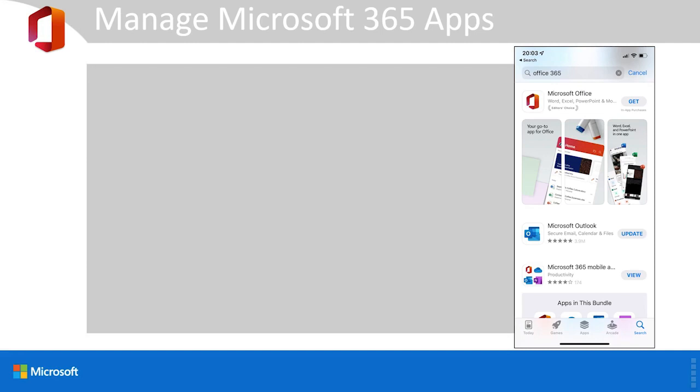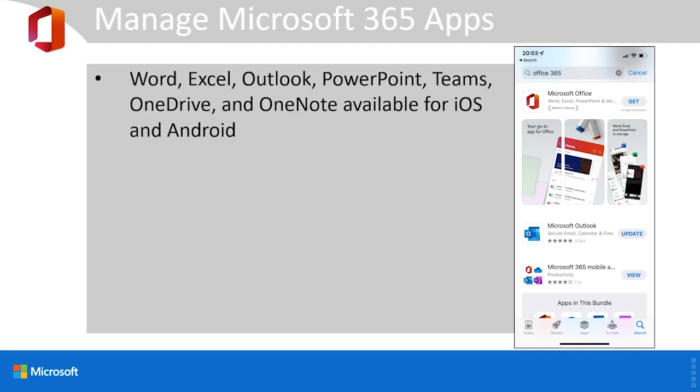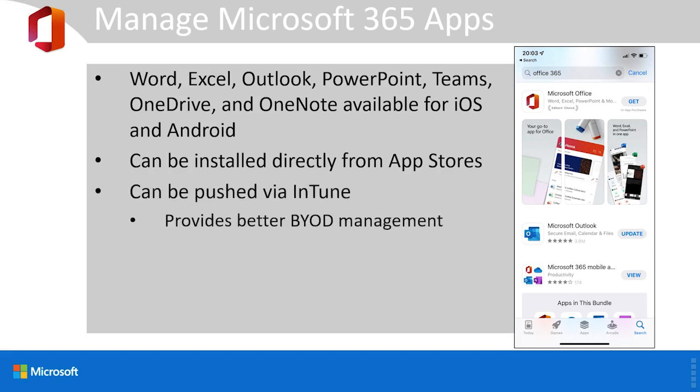Most modern organizations rely on their employees having significant levels of access to content and functionality via their mobile devices. To support this requirement, Word, Excel, Outlook, PowerPoint, Teams, OneDrive, and OneNote are all available from both iOS and Android. If desired, all of these applications can be installed directly from the appropriate app store for the user's platform, or they can be pushed to user devices via Intune, which provides better management in bring-your-own-device environments.